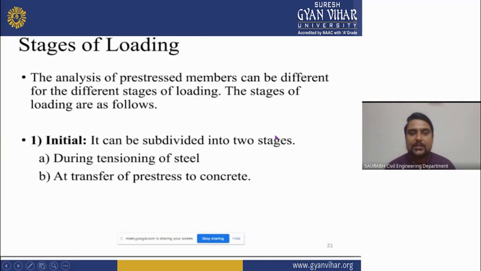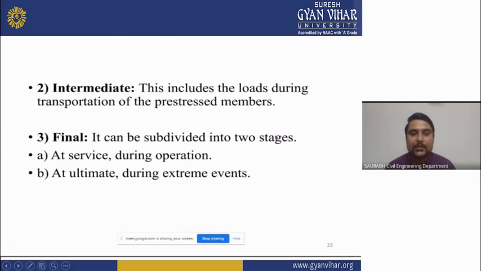Now we will see the stages of loading. The analysis of a prestressed member can differ for the different stages of loading. The stages of loading are as follows. First, we have the initial stage. It can be subdivided into two stages: first, during tensioning of steel, and second, transfer of prestress to concrete.